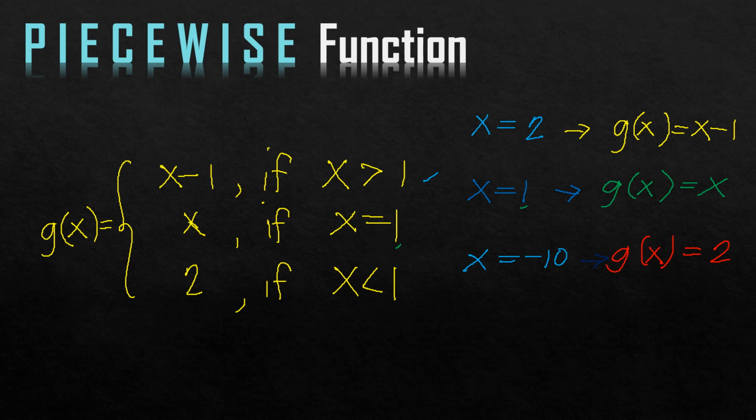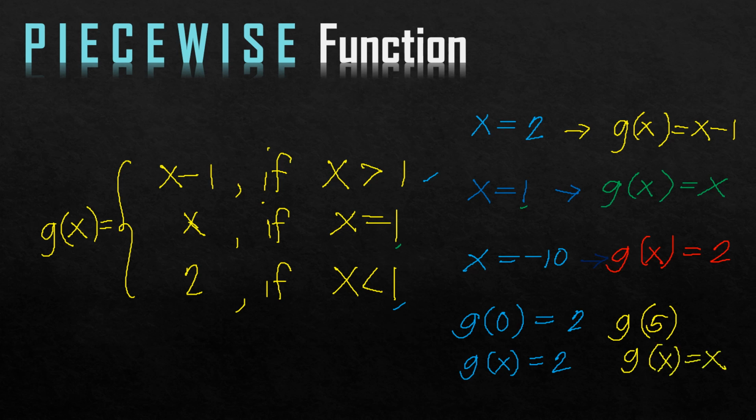So if you're trying to evaluate, for example, what is the value of g of 0? 0 is less than 1, so you're using g of x that is equal to 2. So g of 0 is simply 2. Also, if you're looking for the value of g of 5, and 5 is greater than 1, you're using g of x is equal to x minus 1. So you substitute, let x be equal to 5, so 5 minus 1 is 4. So that is already the implication of the subfunctions and the domain in evaluating piecewise functions. Let's have more examples.